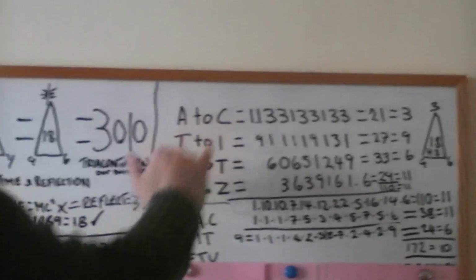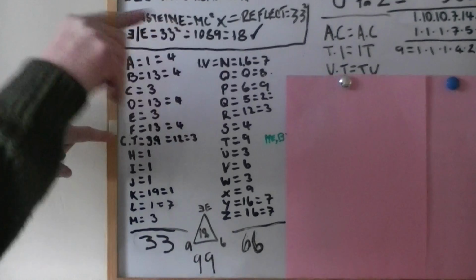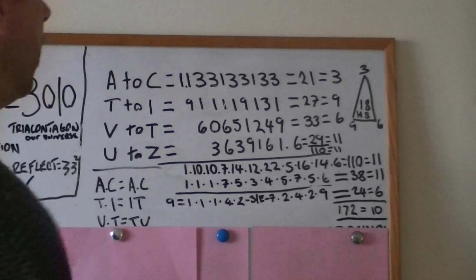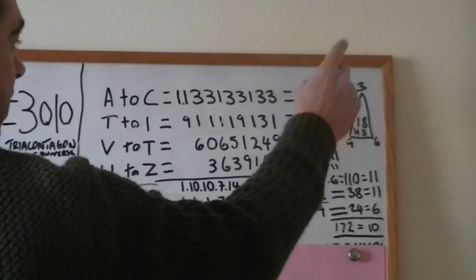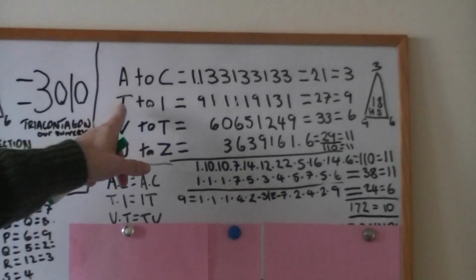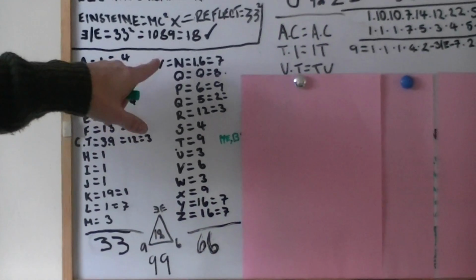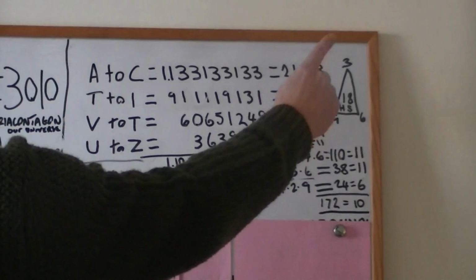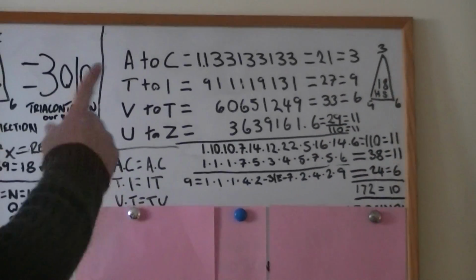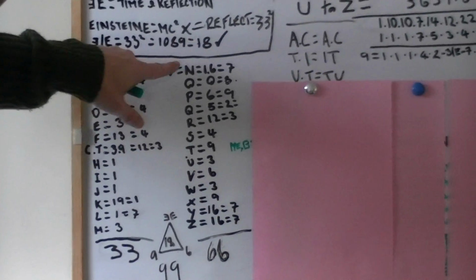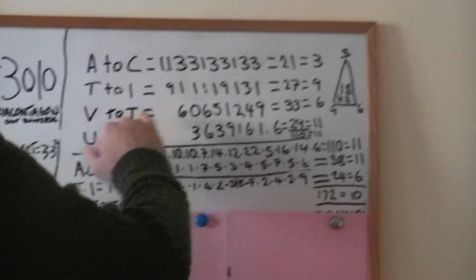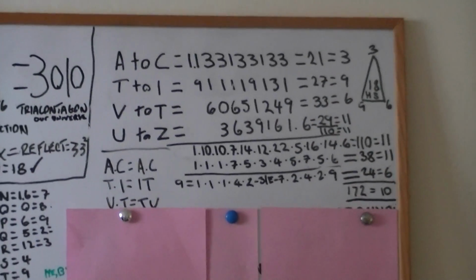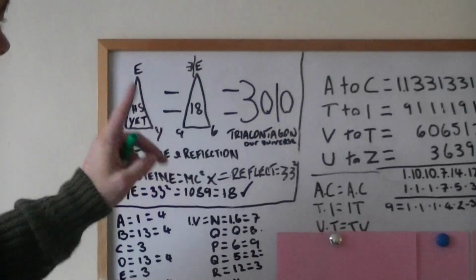A to C, and C being the C of the G, these are the numbers. 1 reflected, etc. Adds up to 21, which gives us the number 3. So T to I, or T to 1, which would be the 1 of the N, gives us these numbers. Add up to 27, which gives us the number 9. 2, 7 is 9. V to T, same thing, which is the V here to the T here, gives us these numbers, which add up to 33, which give us 6. So once again, proving the trinity 3, 6, 9.